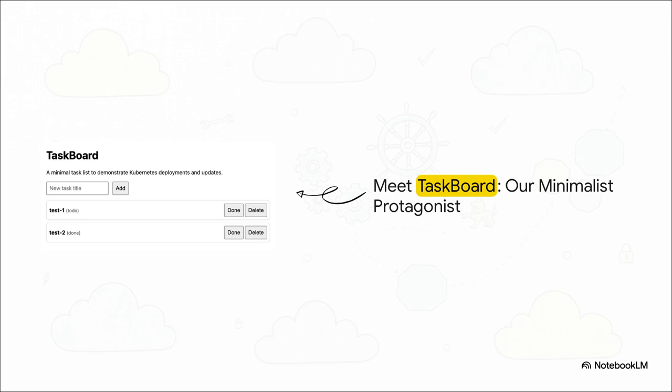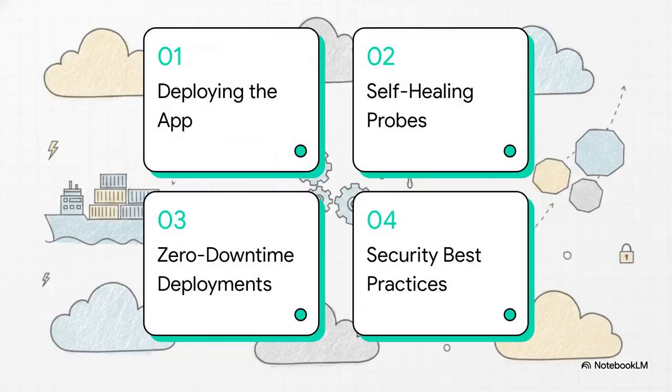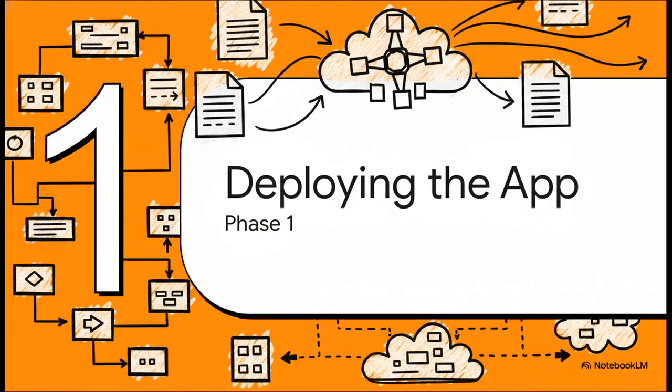Our mission in this explainer is to transform the infrastructure powering this basic app into a highly secure, zero-downtime, self-healing system. We're going to take it from a fragile local project right to a battle-hardened Kubernetes deployment. So here is our roadmap for the journey. Phase 1, deploying the Taskboard app. Phase 2, building its immune system with self-healing probes. Phase 3, executing zero-downtime deployments. And finally, Phase 4, locking it down with essential security best practices. All right, let's just dive right into it.